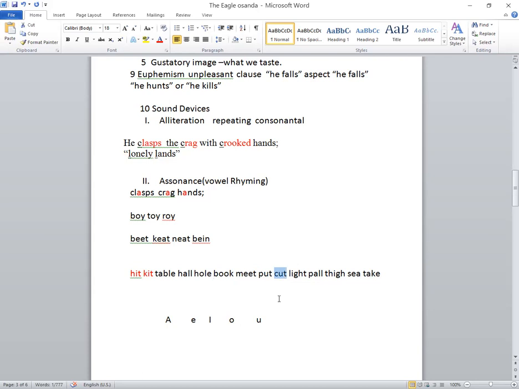Do you find any counterpart for cut? Cut, put. Do they match? No. Why? Here you has U sound, here you has A sound. Then give me a similar word for this with vowel rhyming. Give me words matching with cut. Those words must have the same vowel sound.